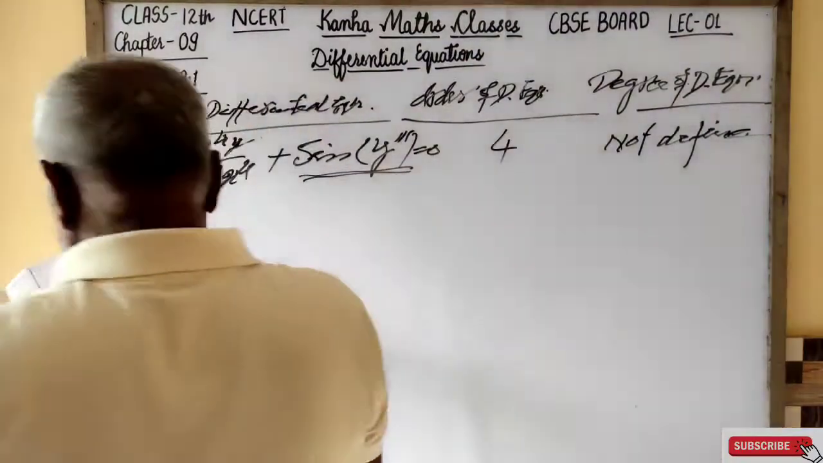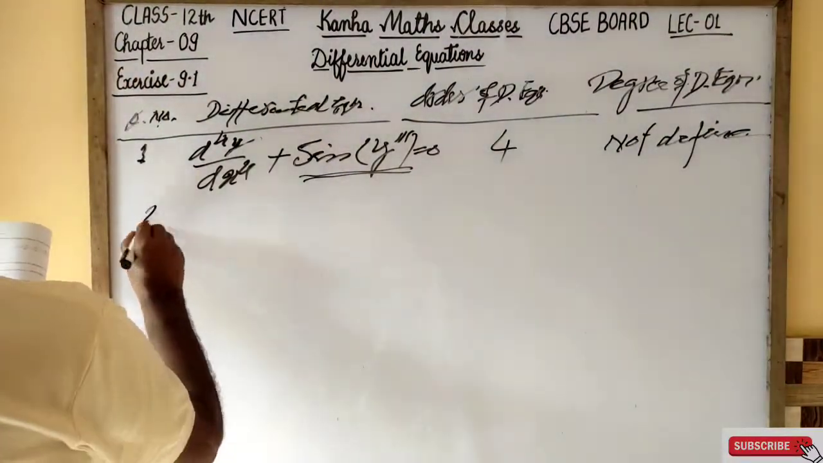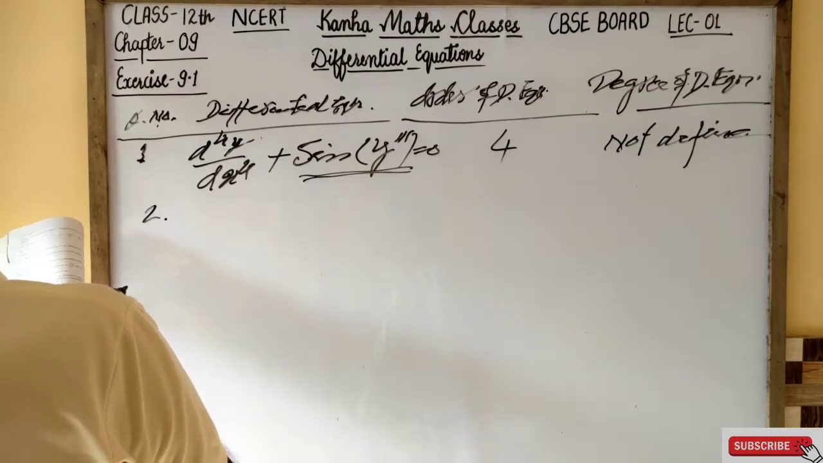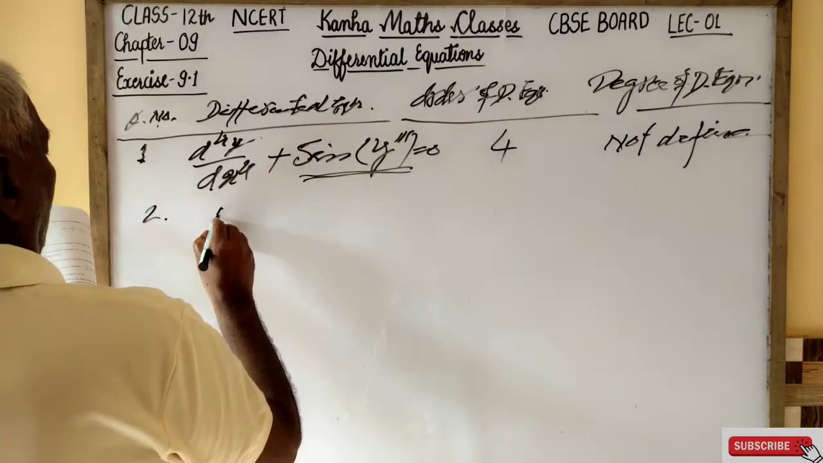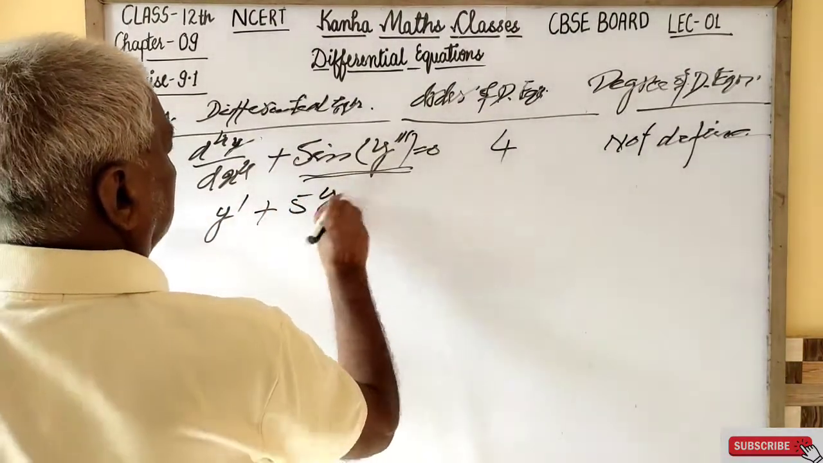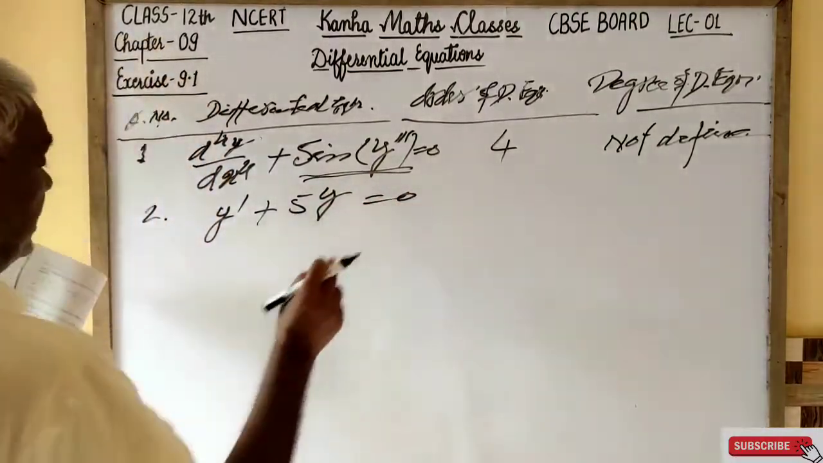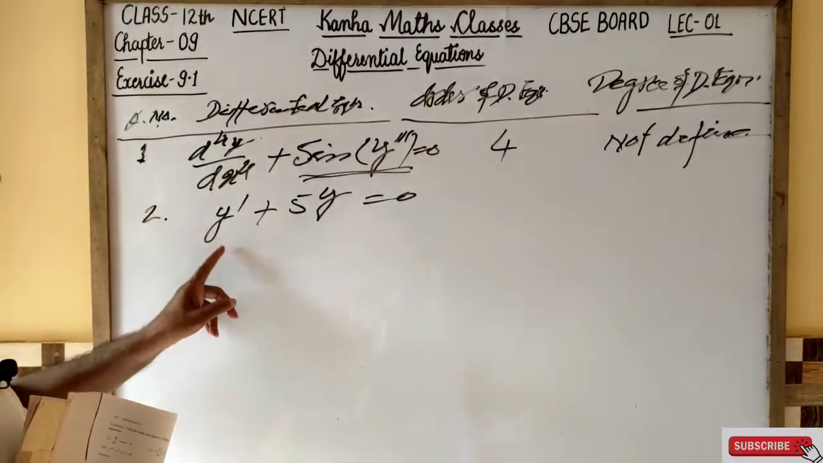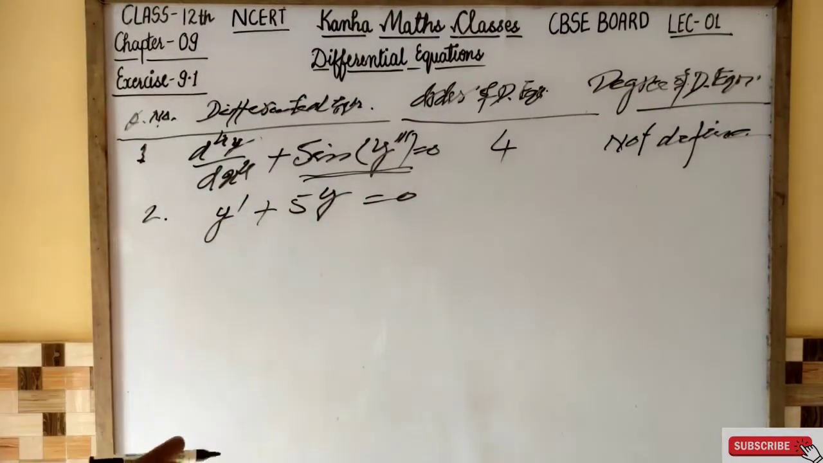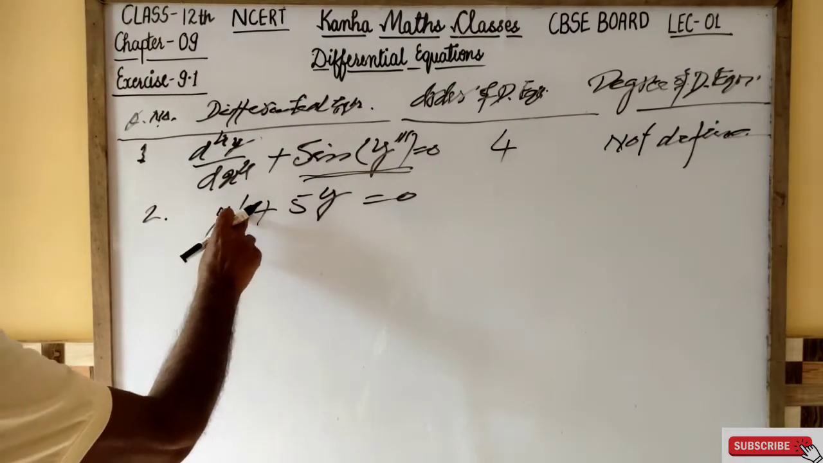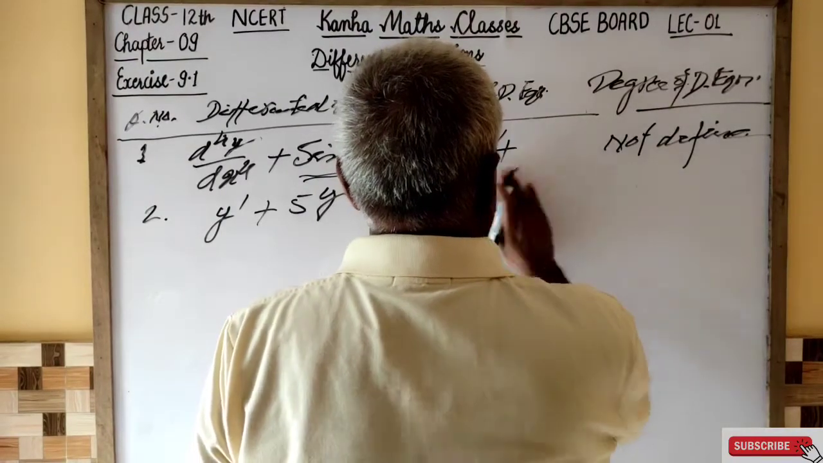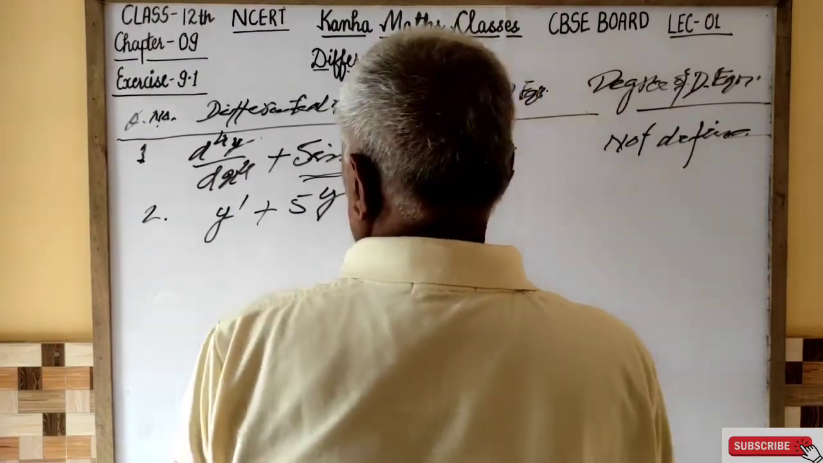Now I am going to clear a concept of this ideology. In question number 2, y dash plus 5y is equal to 0. This is the differential equation. y dash means dy by dx, plus 5y is equal to 0. Obviously, the highest order of the derivative is 1. The order of the differential equation is 1.